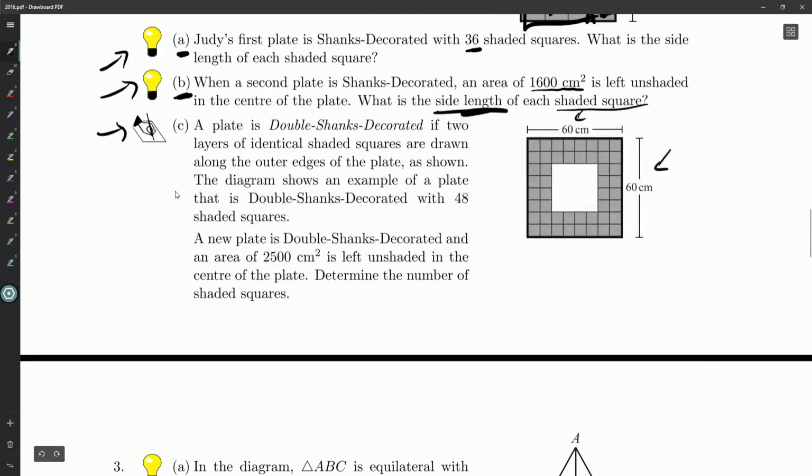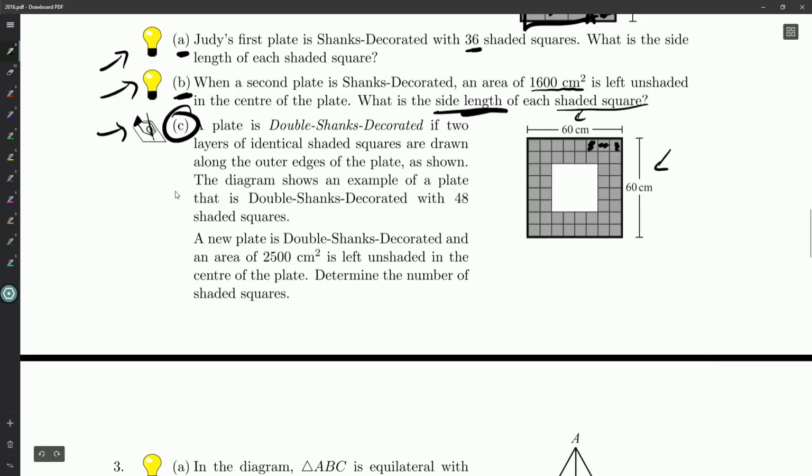Alright, and now C part, the last bit. A plate is double Shanks decorated if 2 layers of identical shaded squares are drawn along the outer edges of the plate as shown. The diagram shows an example of a plate that is double Shanks decorated with 48 shaded squares. There's 48 of these little ones here.